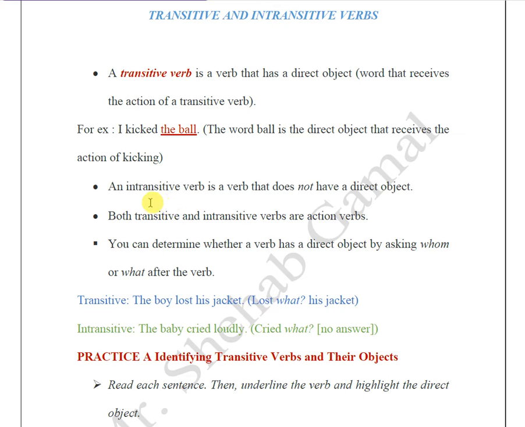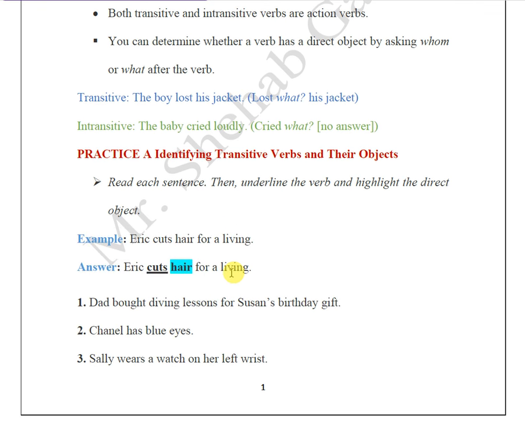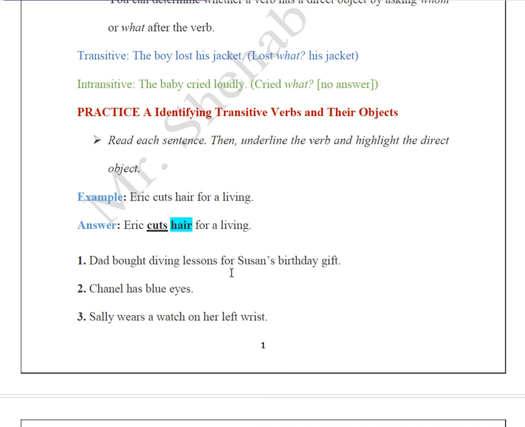Unlike the transitive verb, the intransitive verb does not have a direct object, but both of them are action verbs. To determine the direct object in the sentence, you need to ask yourself "what?" or "whom?" after the verb. Finding an answer means that the verb is transitive. Not finding an answer means the verb is intransitive. The first example says, the boy lost his jacket. Lost what? His jacket is the answer, so this is a direct object. The baby cried loudly. Cried what? Loudly is not an answer, so this is an intransitive verb.